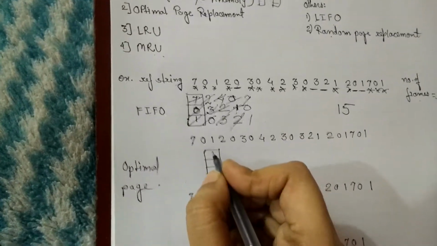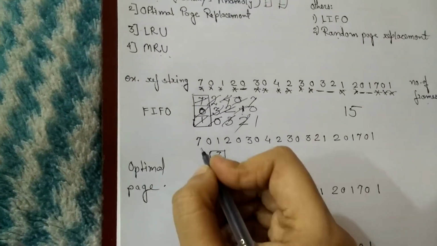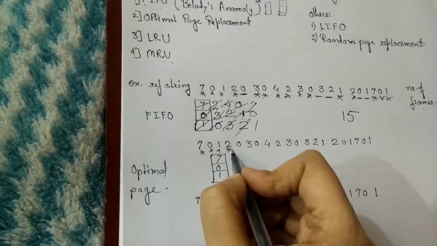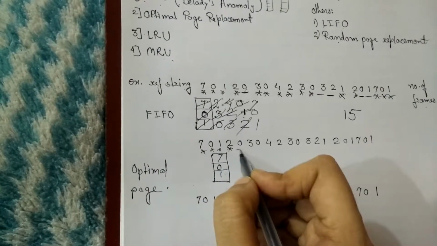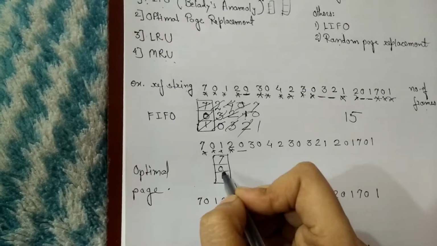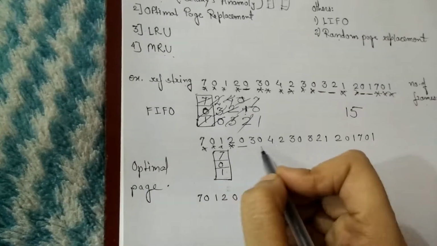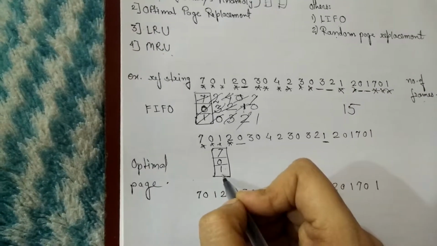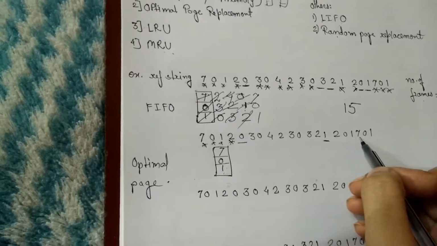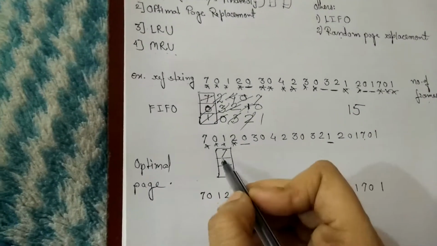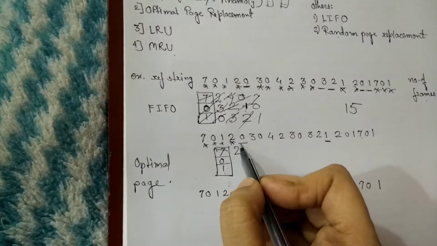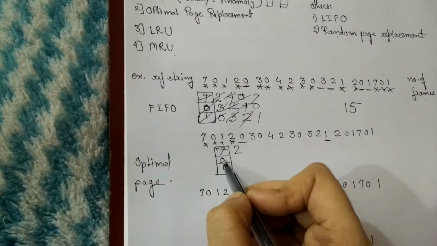Again our frames are empty, so 7, 0, 1 will be loaded and will incur page faults. Then 2 will be a page fault. Now see, in the future 0 is going to be used, so 0 will not be replaced. Then 1 is used, so 1 will not be replaced. 7 is used, but after a long time, so 7 will be replaced here for 2. Now for 0 there is no page fault as 0 is already present.